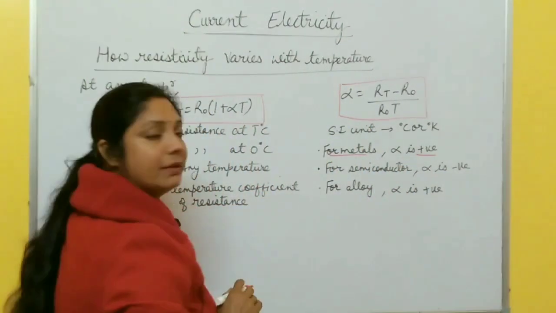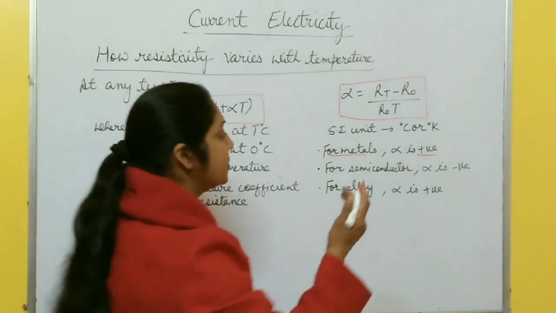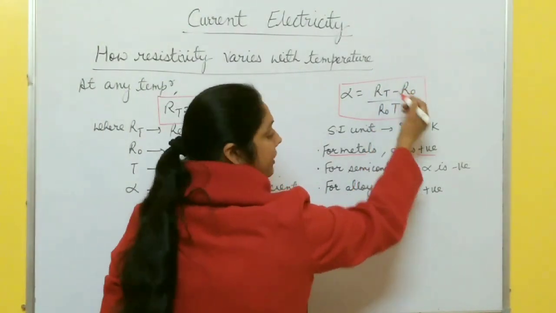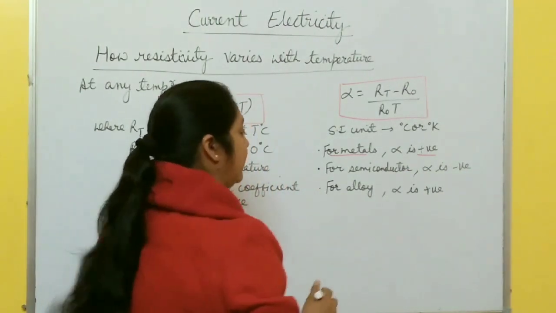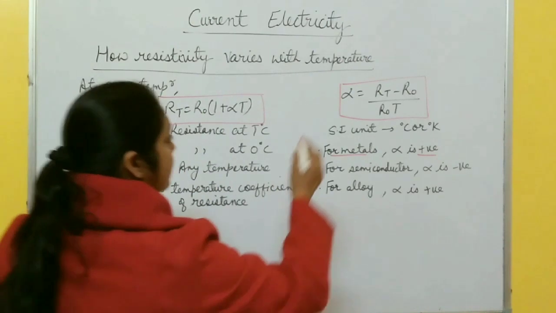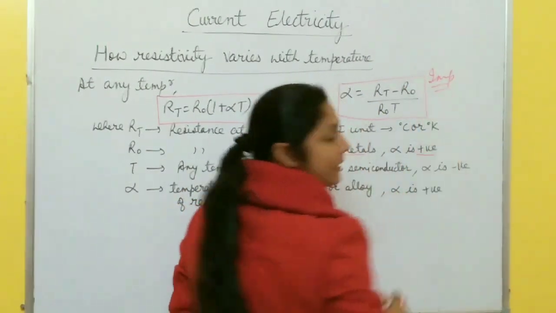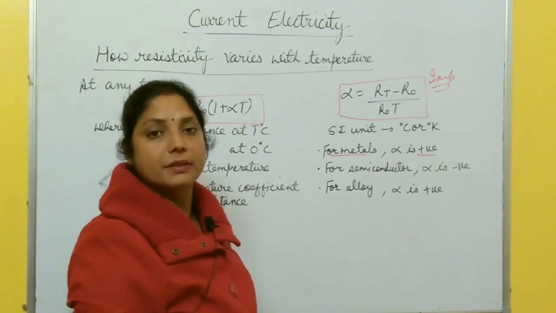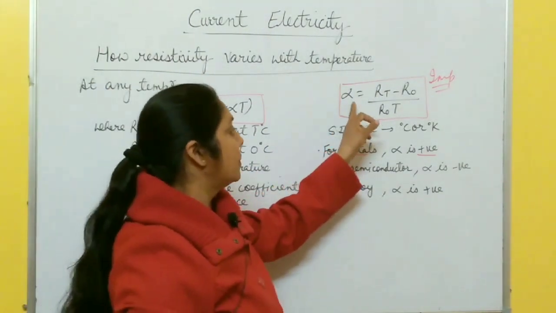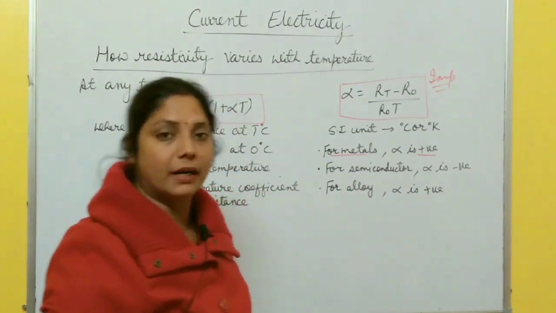In case of semiconductors, resistivity or resistance decreases with temperature. It means this term is negative, so alpha is also negative. And in case of alloys, alpha is positive but very small. So this formula is very important for numerical purposes also. You must remember this one. Alpha is called the temperature coefficient of resistance and it is equal to (R_T minus R naught) divided by (R naught T).